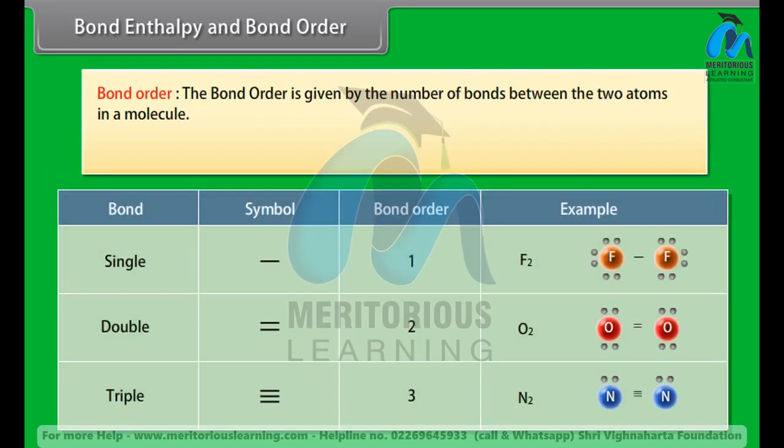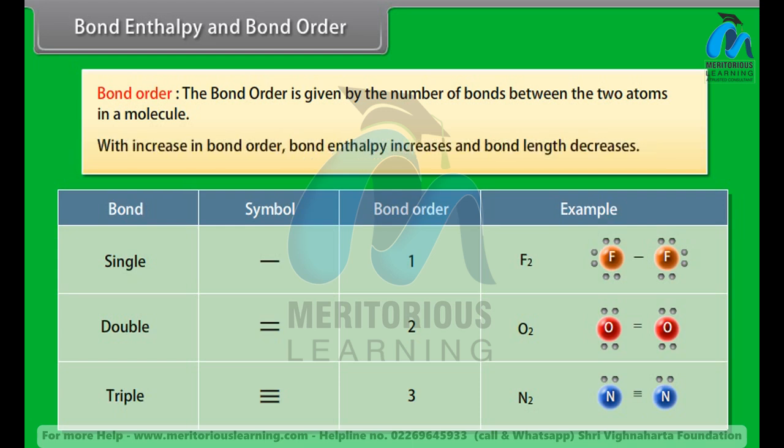Bond order. The bond order is given by the number of bonds between the two atoms in a molecule. With increase in bond order, bond enthalpy increases and bond length decreases.